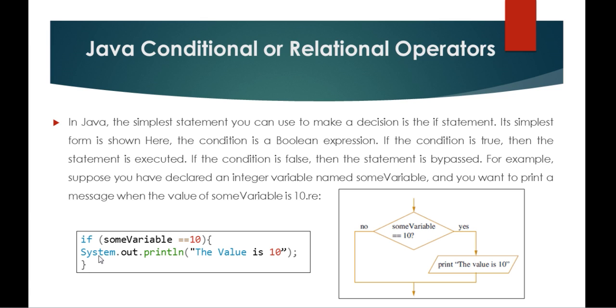For example, I have here an example. If some variable is equal to 10, system out print line, the value is 10. So, halimbawa, lagyan natin ito ng value. Yung value ng variable natin will be, halimbawa, 10. If 10 is equal to 10, output niya to, the value is 10. Pero halimbawa, ang value ng some variable natin is 8, magiging false na siya. So, wala na siyang pupuntahan.